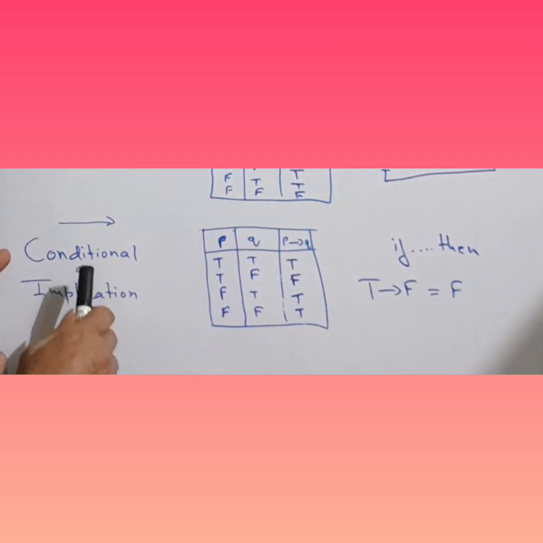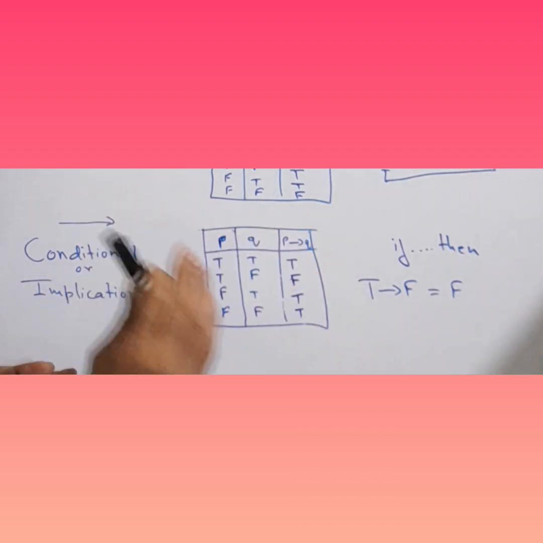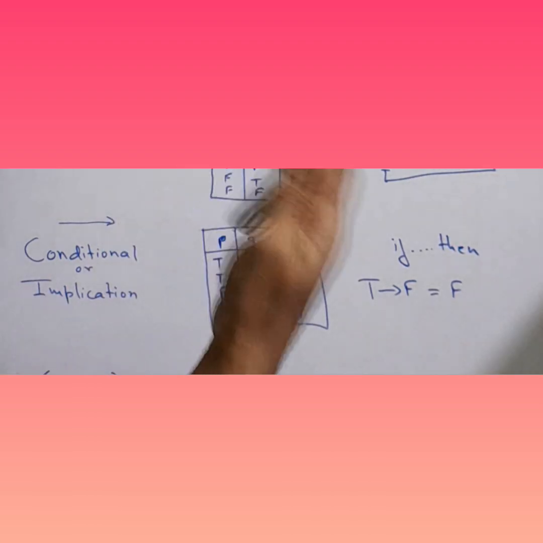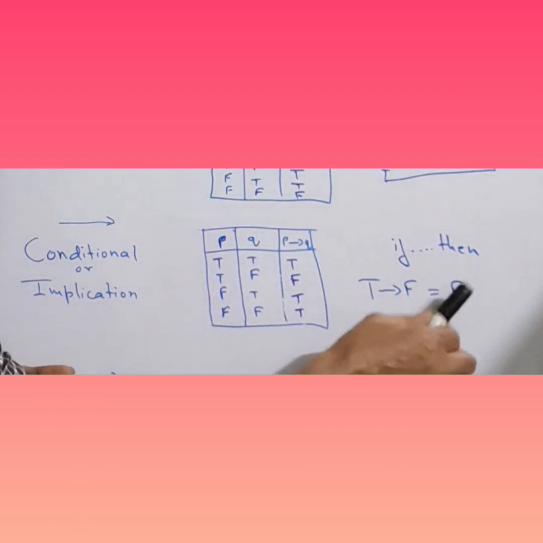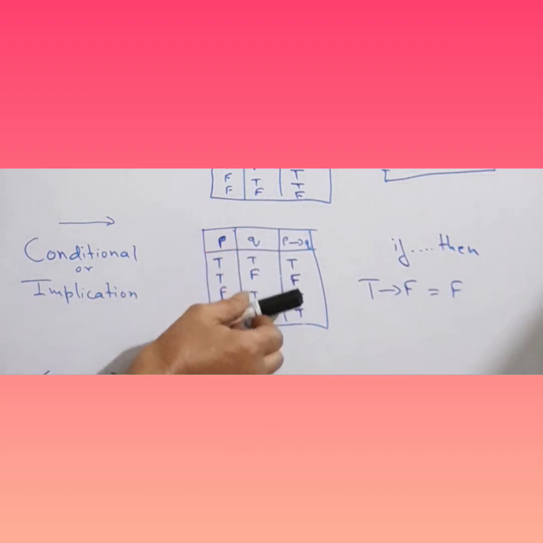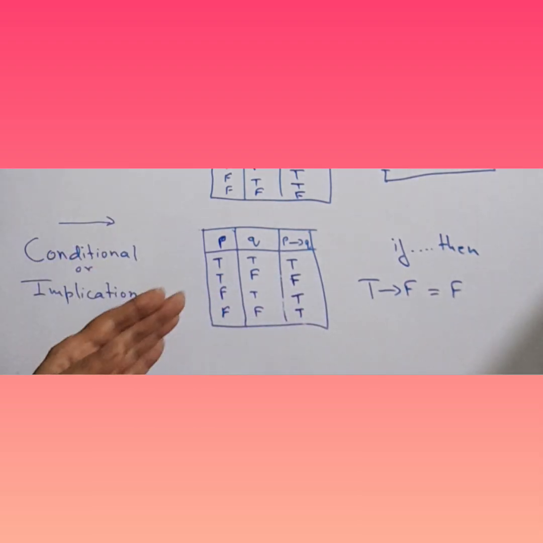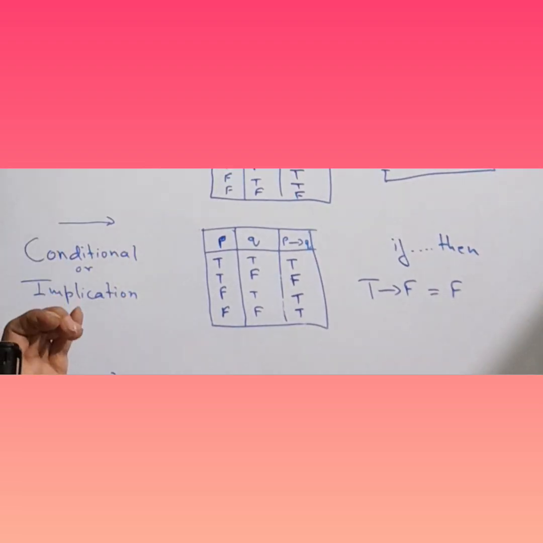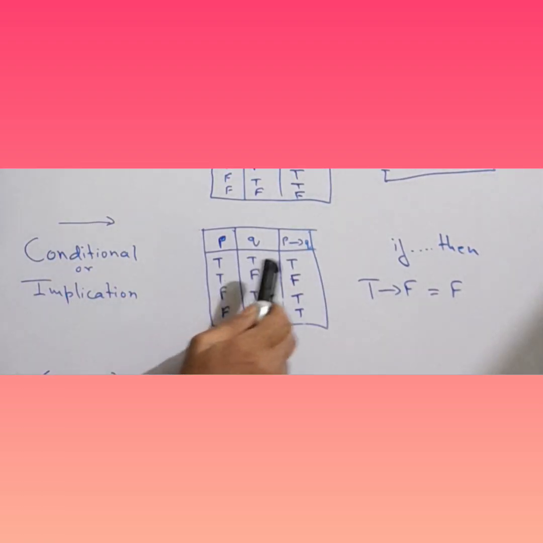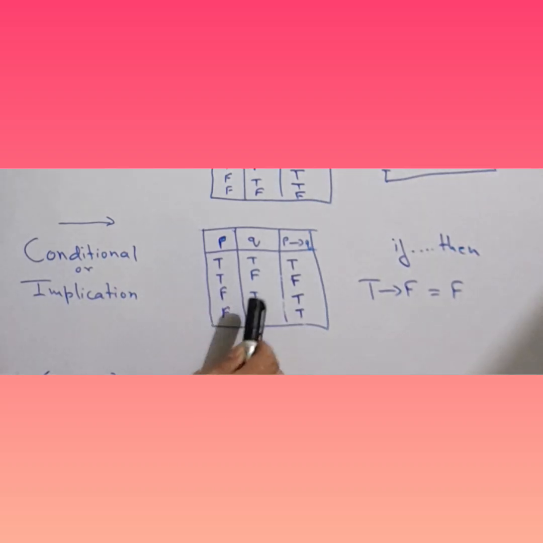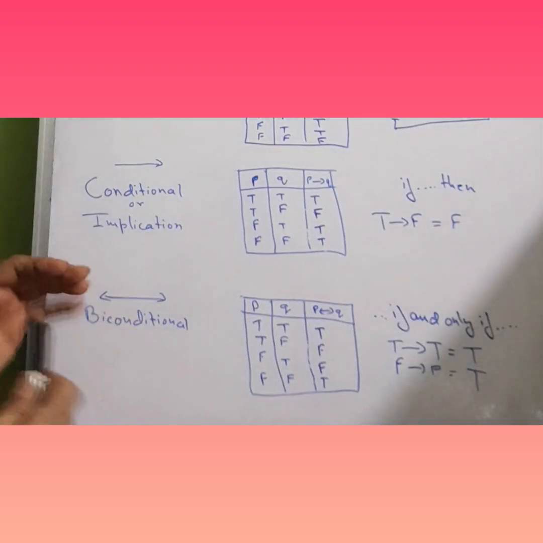Whenever it comes to conditional, only when the first statement is true and the second statement is false, then you have F. So please keep this in mind that it's only this which is there for conditional. It's so simple. TT is T, TF is F, FT is T, FF is also T. It's only T conditional F that is F. Fine.